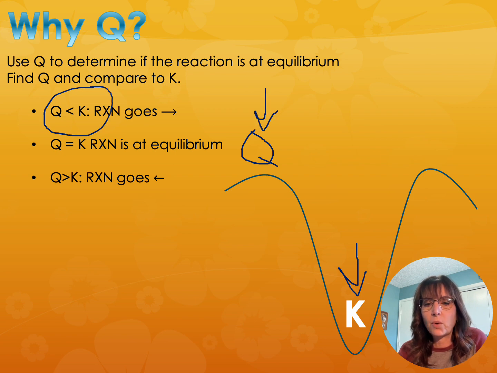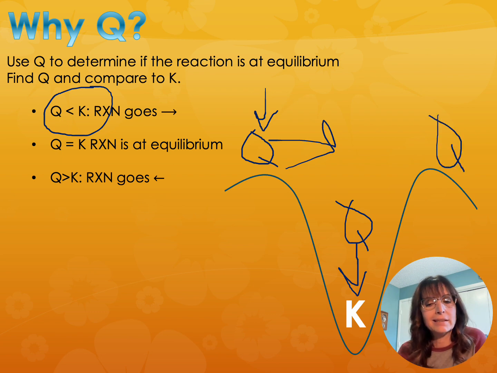You are before K. Well, which way do you need to go to get to K? You need to go forward, okay? If you calculate Q and it's the value of K, well, what does that mean? You're at equilibrium. If you calculate Q and it's greater than K, you've gone too far. The reaction will shift the other direction to go back to equilibrium. So that's a really great way to remember what's going on.